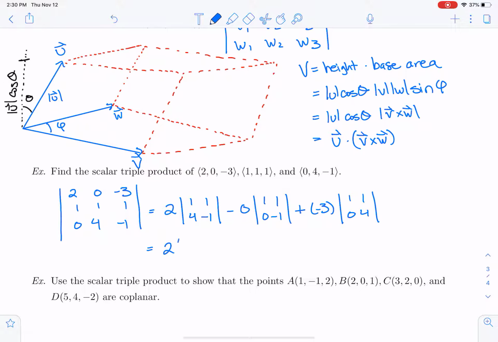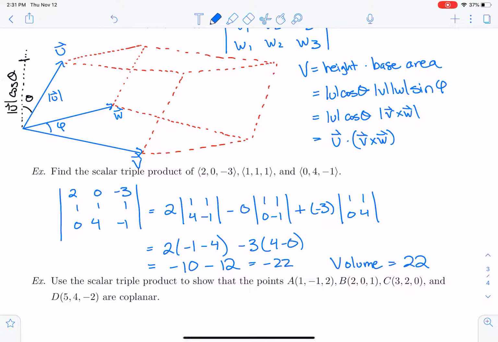So this is 2 times negative 1 minus 4. And that's going to be minus 3 times 4 minus 0. So this is going to be negative 10 minus 12, or negative 22. And so the volume of the parallelepiped would be the absolute value of that, which is 22. So the volume of the parallelepiped that's formed by those three vectors is going to be 22.